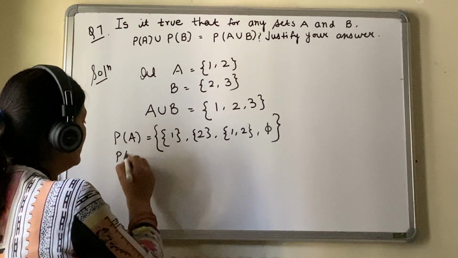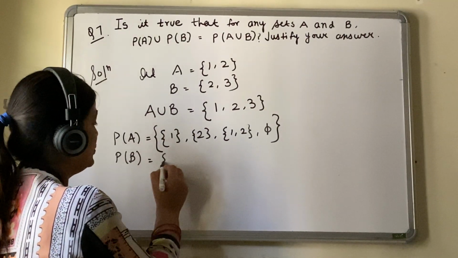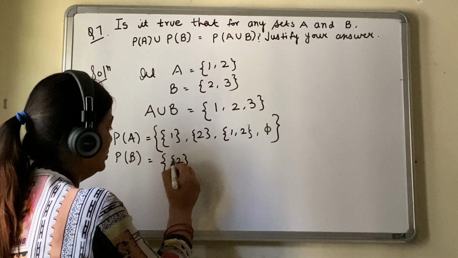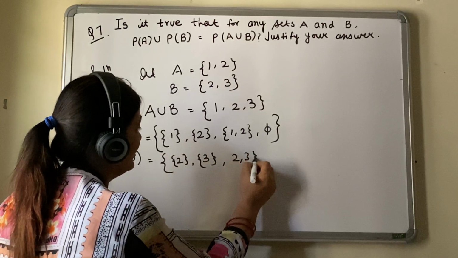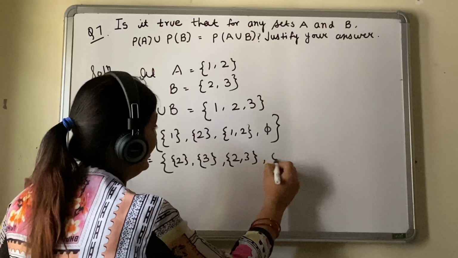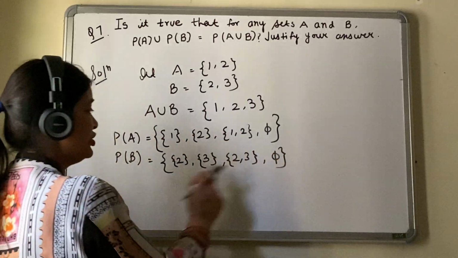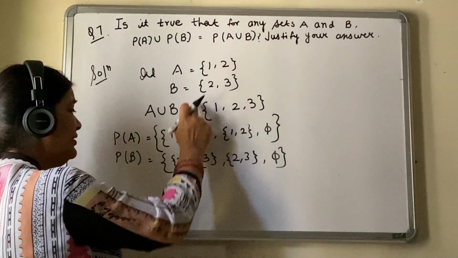Now, power set of B. It will be {2}, {3}, {2, 3} and the empty set. Collection of all the subsets of a given set.